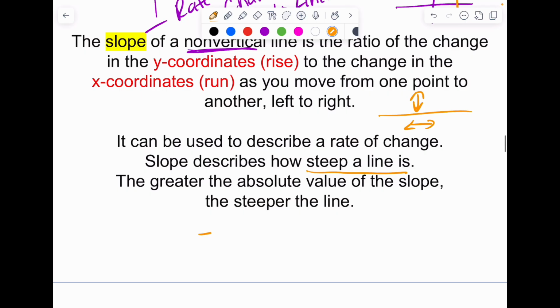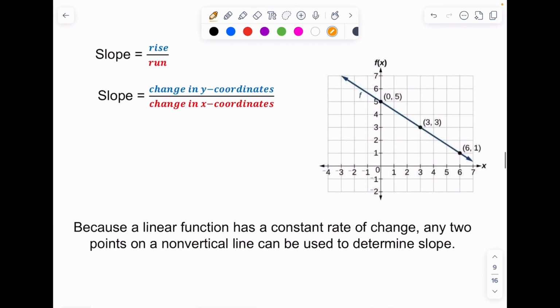So just because we have a slope of negative 5, so something that's going down 5 units over 1, it's still steep because we look at its absolute value of 5 to determine steepness. All right, this is just a nice slide that puts everything we just talked about together. Your slope is your change in y over your change in x.